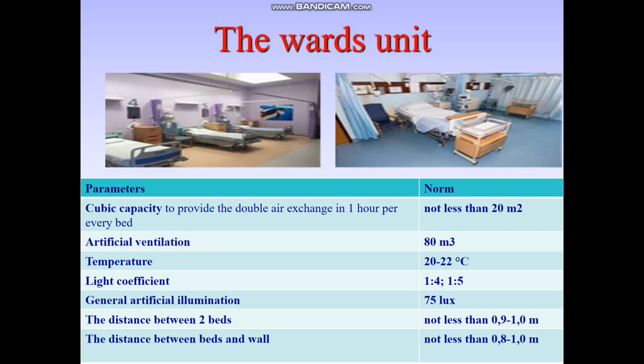The pathology-anatomic corpus should be isolated from the wet corpuses and have isolated entrances and exits. The distance between pathology-anatomic corpus and wet corpuses should be not less than 30 meters.